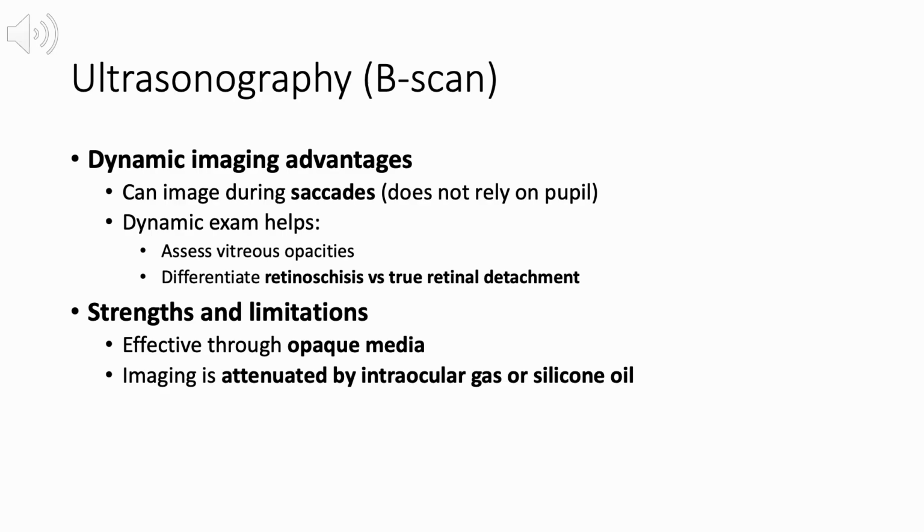In terms of overall strengths and limitations, B-scan ultrasonography remains highly effective in the presence of opaque media, such as dense cataract or vitreous hemorrhage, where other imaging modalities may fail. However, image quality is reduced when intraocular gas or silicone oil is present, as these substances attenuate the ultrasound signal. Understanding these strengths and limitations helps guide appropriate use of ultrasonography in the diagnostic evaluation of retinal and choroidal disease.